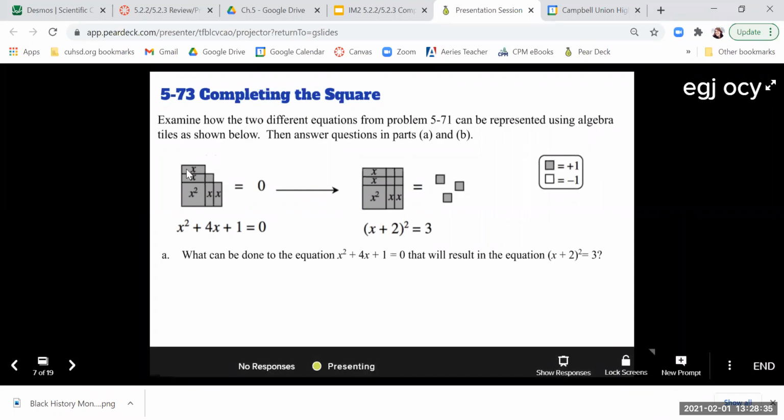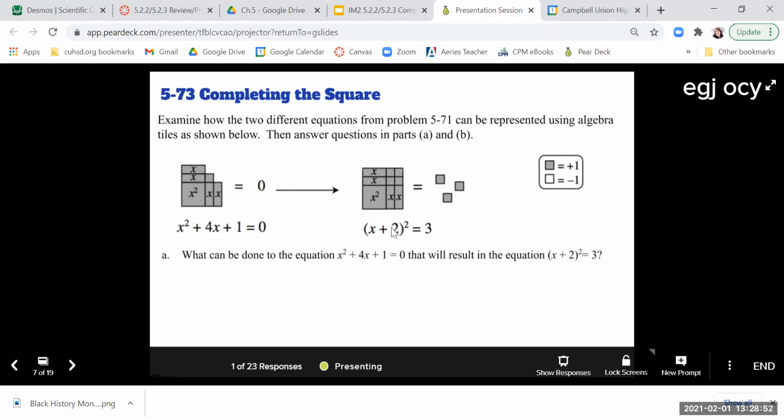So we're going to use algebra tiles to model each one. So you can see how in this first diagram, we have x squared, 4 x's. So there's 2 of them here, x, and 2 of them down here, x and x, so that makes 4 of them. And then a 1 square.